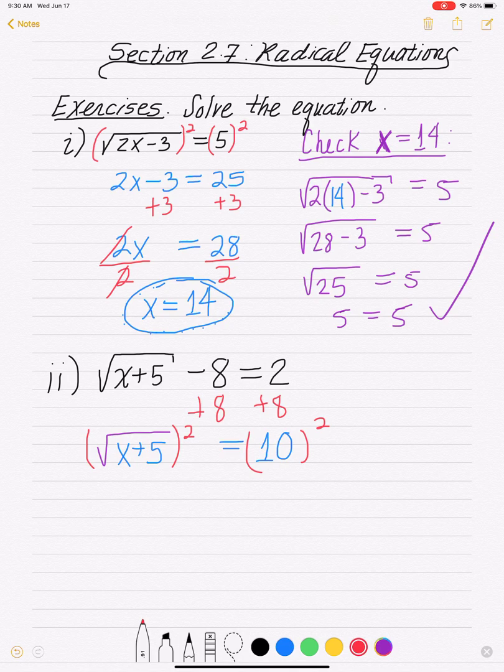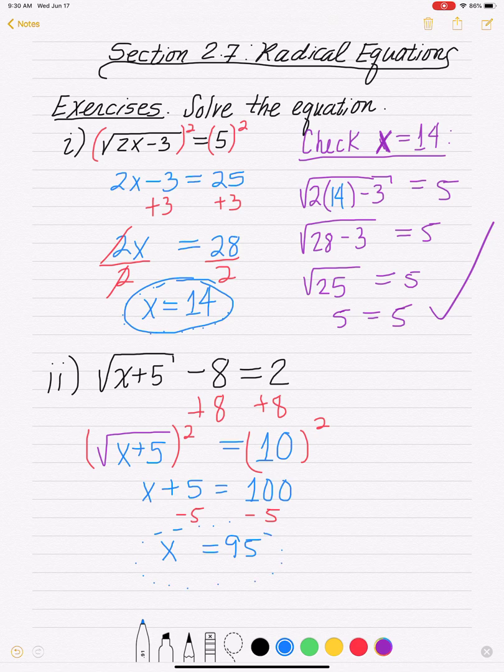So the red square cancels out the purple square root, and you're left with, on the left side, x plus 5 equals 10 squared. That's 10 times 10, that's 100. And then to get x by itself, finally, I'm going to subtract 5. I'm going to get x equals 100 minus 5 is 95. So that is a potential solution.